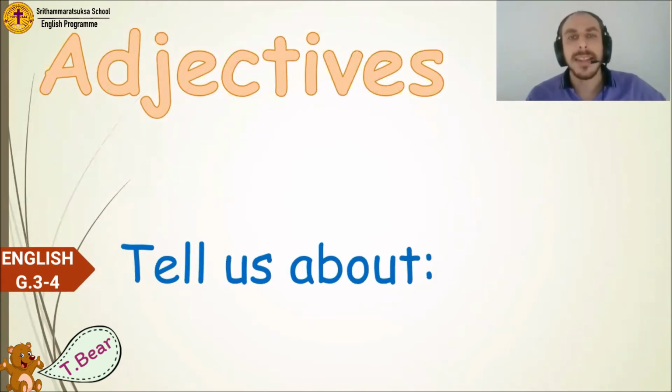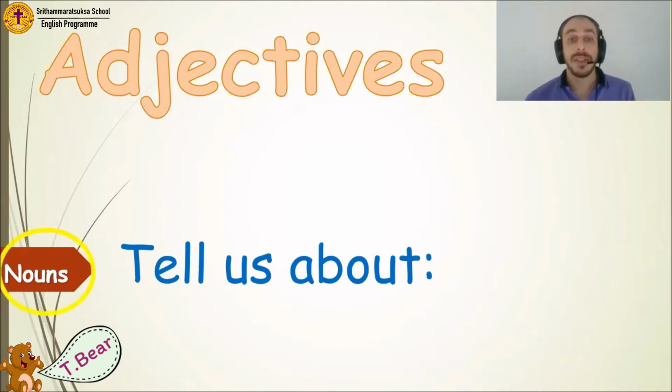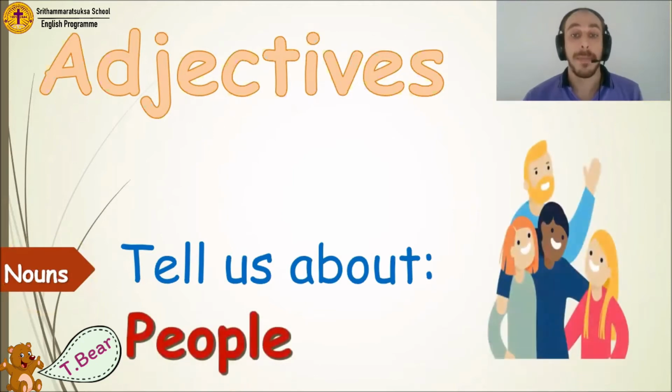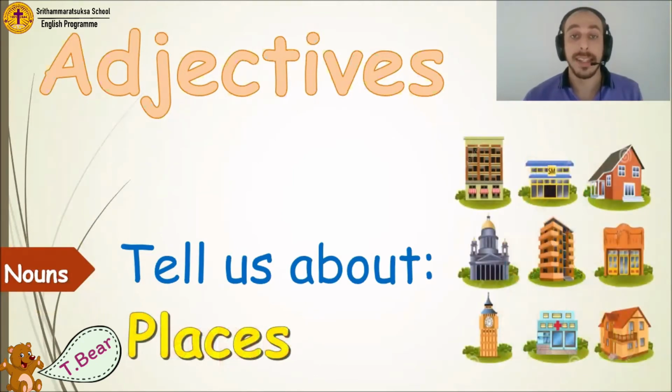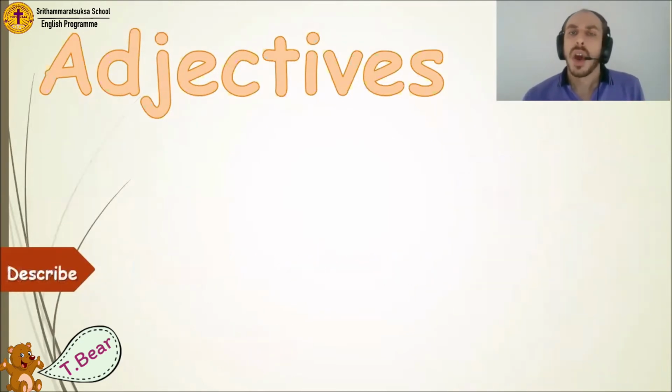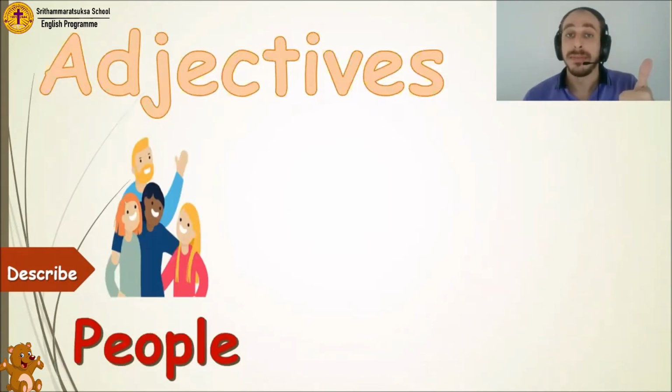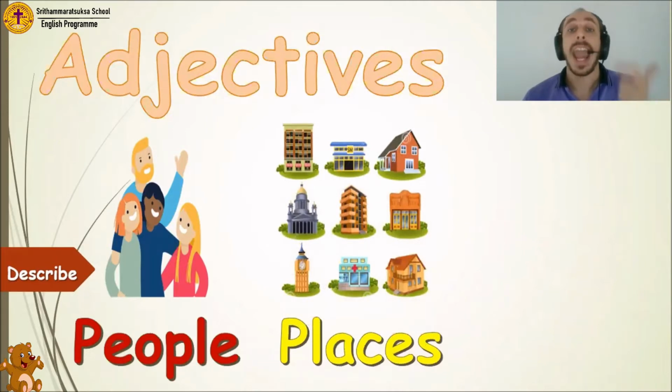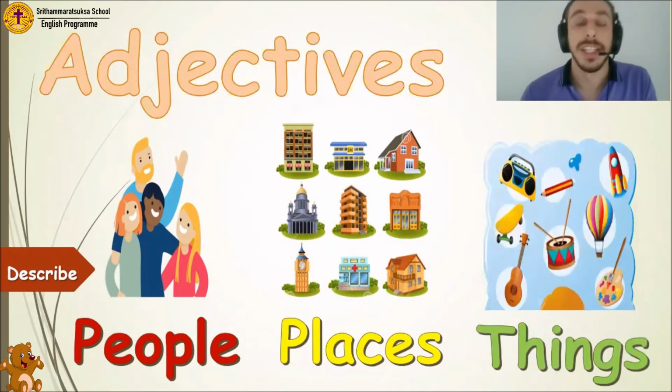Do you remember what adjectives tell us about? If you said nouns, you are correct. Nouns are what adjectives describe or tell us about. So, adjectives tell us about people, they tell us about places, and they tell us about things. Okay? Can you one more time tell me what adjectives tell us about? People, places, and things. Very good.